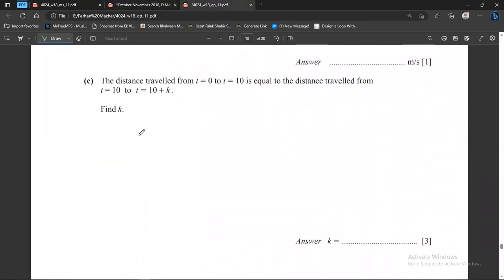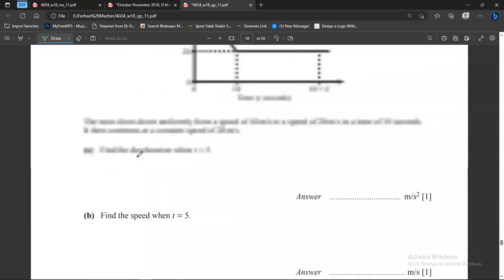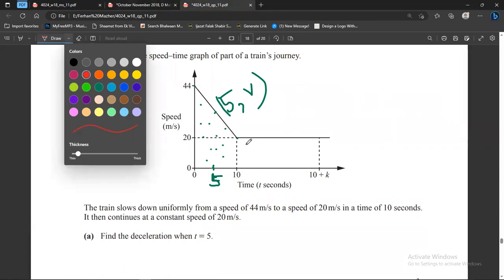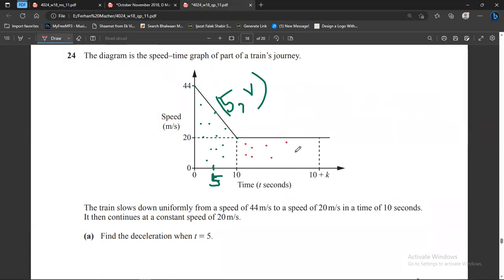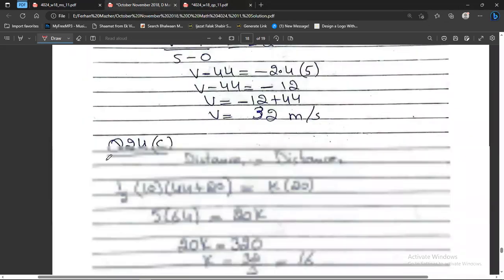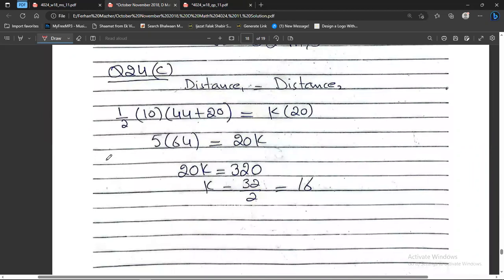Okay, then the C part is the distance traveled from t equals 0 to t equals 10 is equal to the distance traveled from t equals 10 to t equals 10 plus k. Find the k value. The distance traveled in this diagram is equal to the area under the speed time graph. They say this is equal to the distance traveled here. So I will make both the areas equal to each other, because the area under the speed time graph is equal to the distance traveled. So distance 1 will be equal to distance 2.